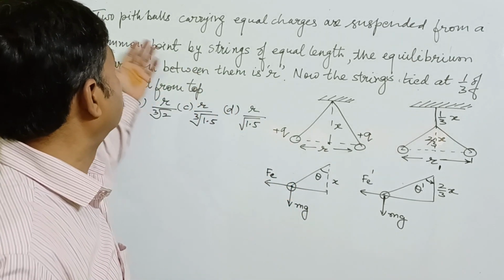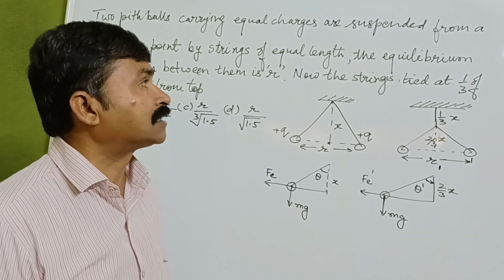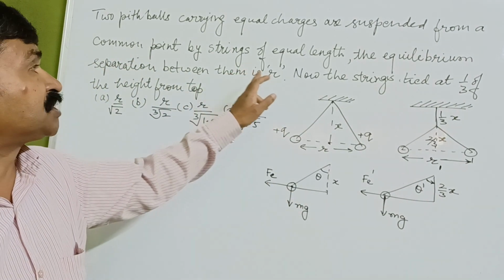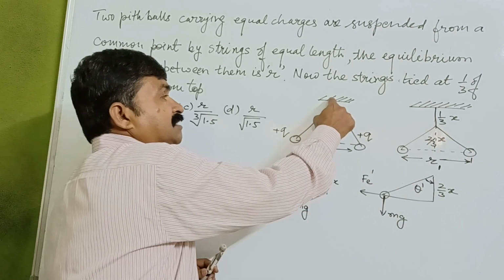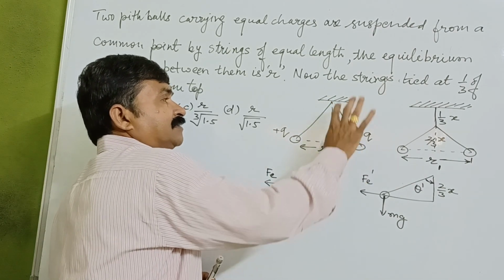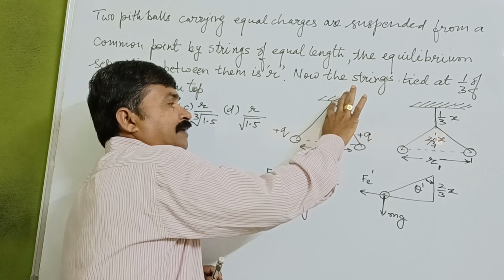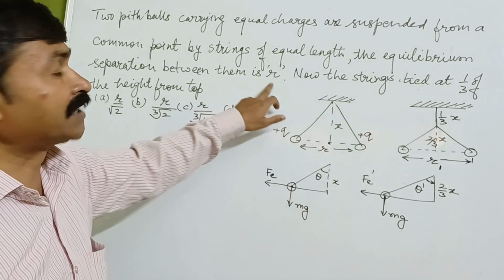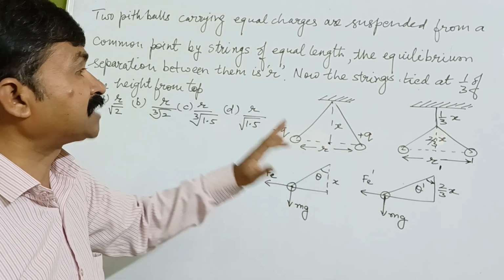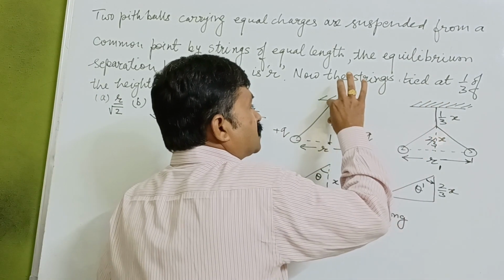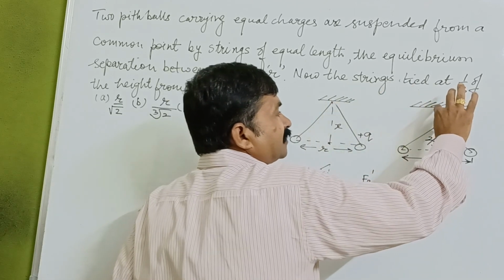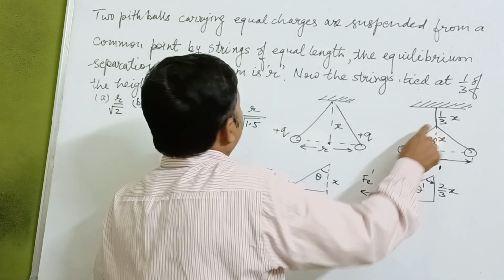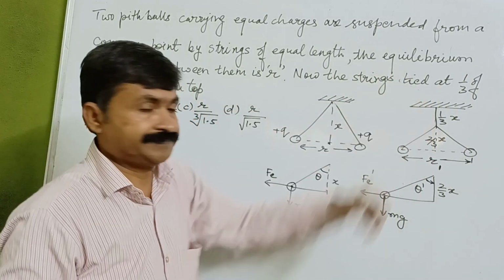Now here is a question: two pith balls carrying equal charges are suspended from a common point by strings of equal lengths. This length is given to you, that is equal length, and this distance is given as x and the separation is given as r. In equilibrium, the separation between them is r. Now the string is tied at 1/3. This distance was x, now it is 1/3 of x and 2/3 of x. So it is tied at 1/3 of the height from the top.